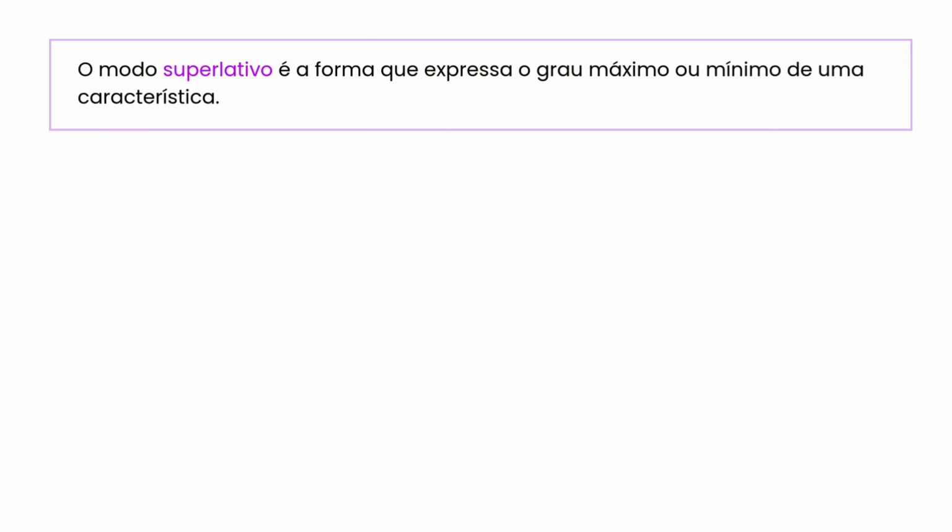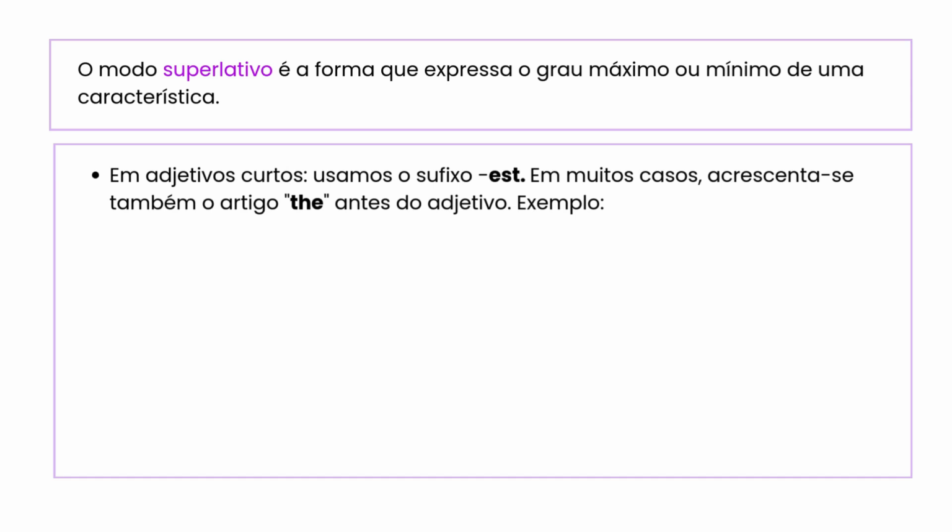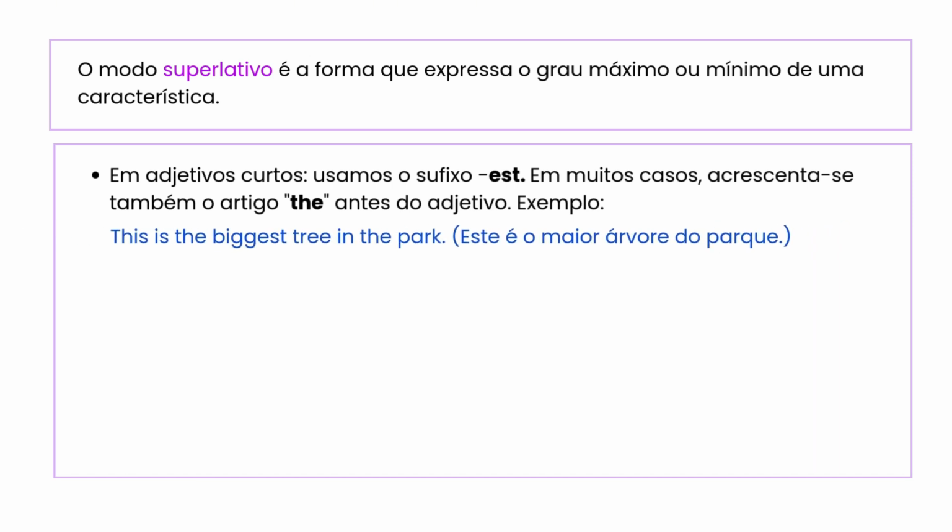O modo superlativo é a forma que expressa o grau máximo ou mínimo de uma característica. Em adjetivos curtos, usamos o sufixo est. Em muitos casos, acrescenta-se também o artigo the antes do adjetivo. Exemplo: This is the biggest tree in the park.